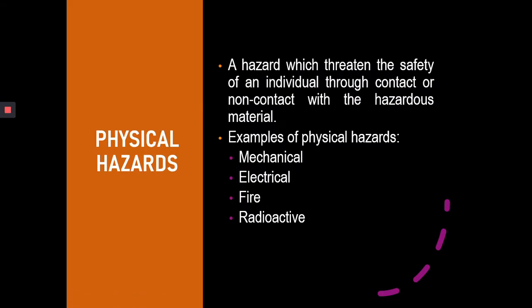Then we have physical hazards. Okay, a physical hazard is a hazard which threatens the safety of an individual through contact or non-contact with the hazardous material. So it does not mean that when there is a physical hazard, you're always dealing with a chemical. It could be in any form, like mechanical, electrical, fire, or radioactive hazard. So it doesn't have to be always chemical when we talk about hazards, okay? So there are other forms of hazards inside the laboratory.